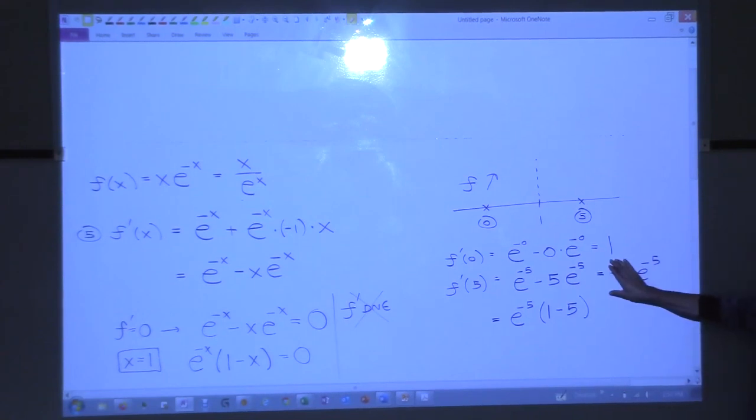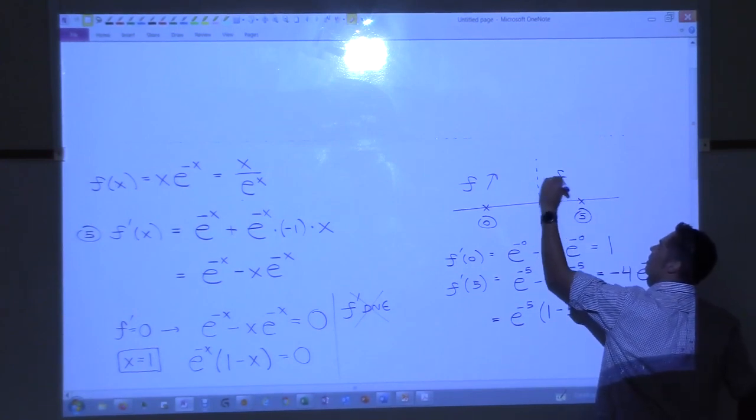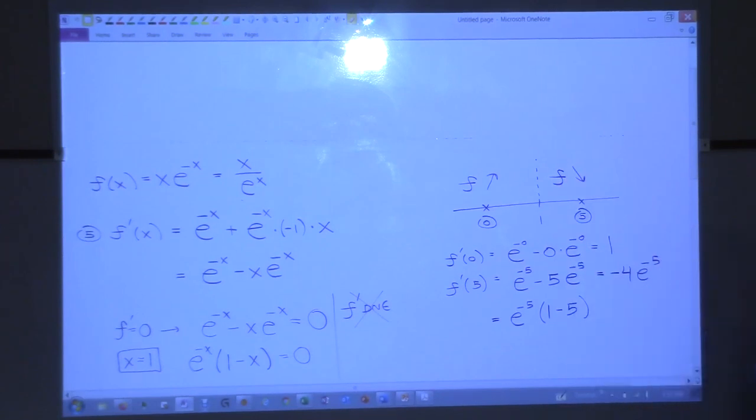We know e to any power is going to be positive. So that's a positive number, and then times a negative number. So you get negative. So we got decreasing here, don't we? Or use your calculator, right? So our function is decreasing here.